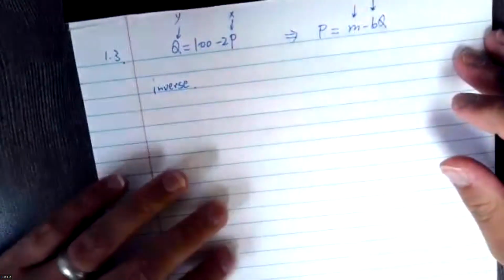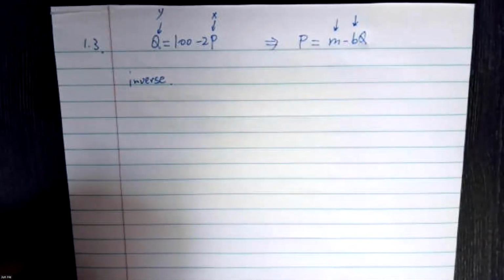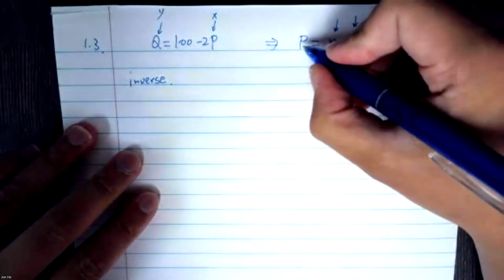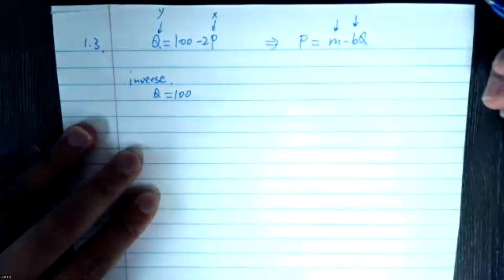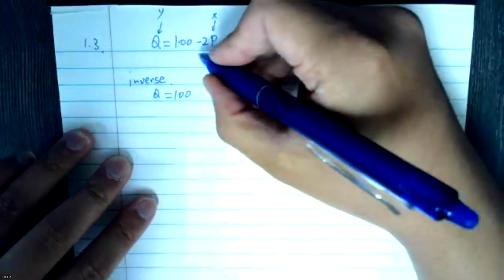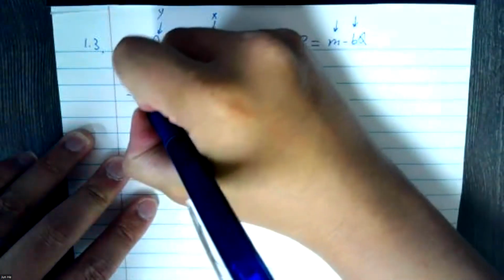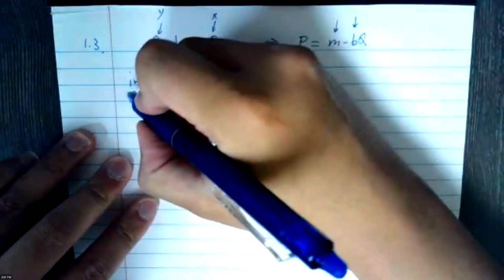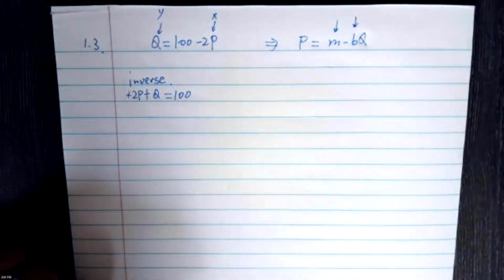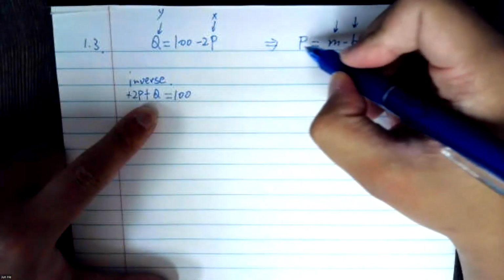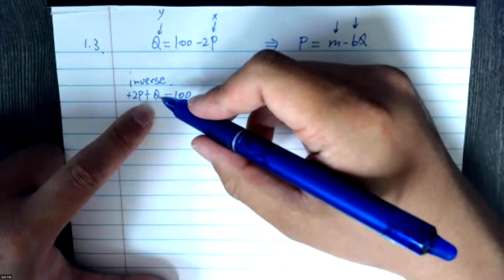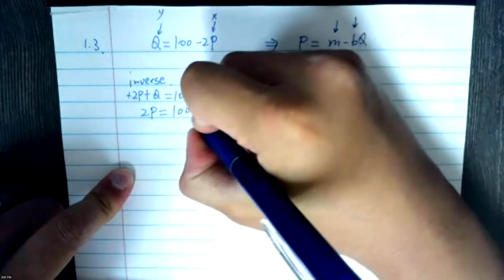So let's just do it. For clarity in demonstration, I'm doing this step by step. First, we need to have P on the left-hand side. We keep everything else the same, but P on the left-hand side means we need to move minus 2P to the other side. And as you are moving sides, don't forget to change the sign. So now 2P plus Q equals 100. But we need P itself to stand alone. Q should not be on the left-hand side. We need to move Q to the other side. So we have 2P equals 100 minus Q.